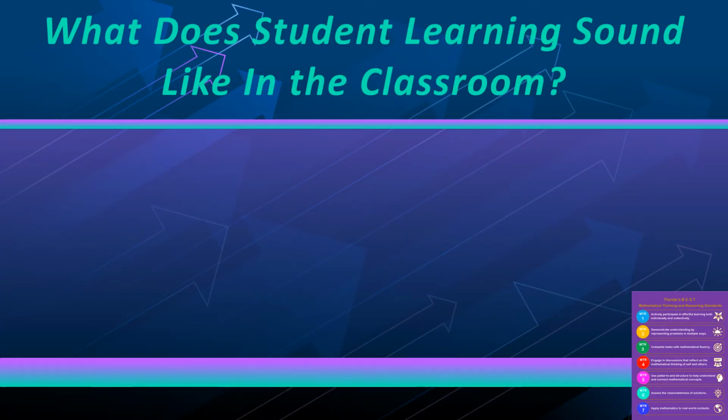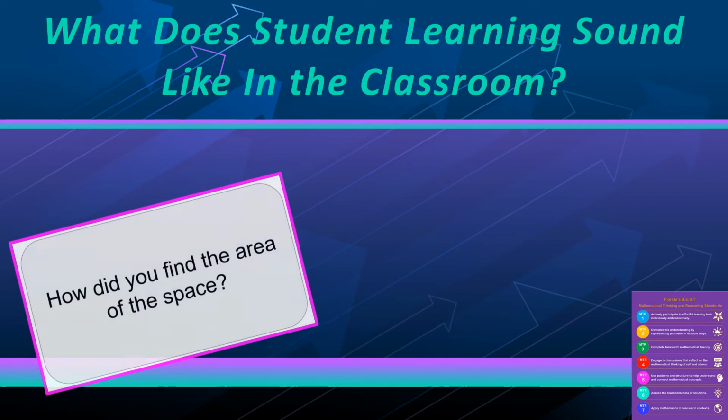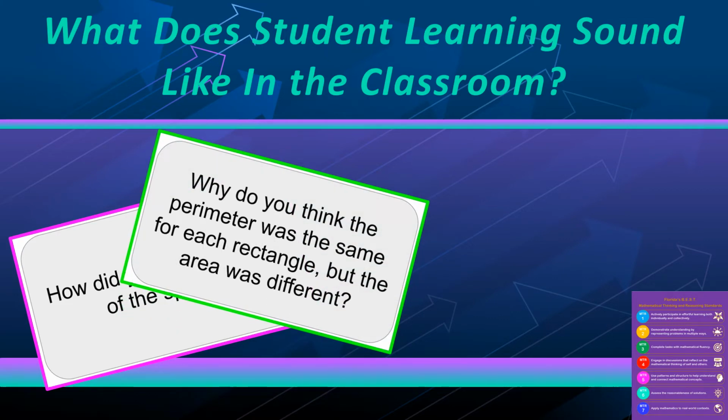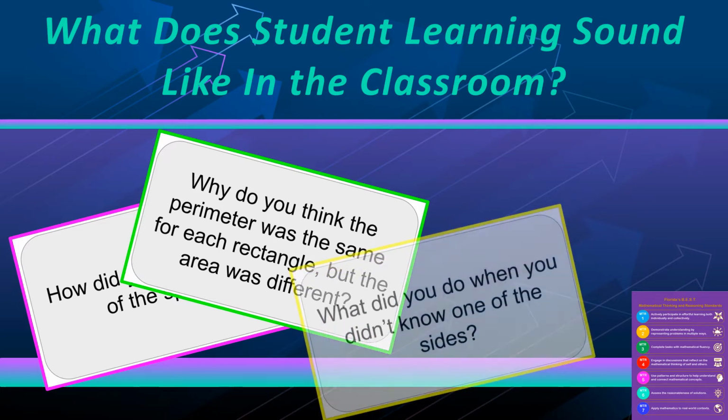What does student learning sound like in the classroom? You might hear, how did you find the area of the space? You want to hear students describing their strategies and not just telling you a formula, so that it's showing that they understand what area actually is. Why do you think the perimeter was the same for each rectangle, but the area was different? You want to hear that they understand that area and perimeter represent two different things. So just because the areas are the same or the perimeters are the same doesn't mean the other piece is going to be the same.